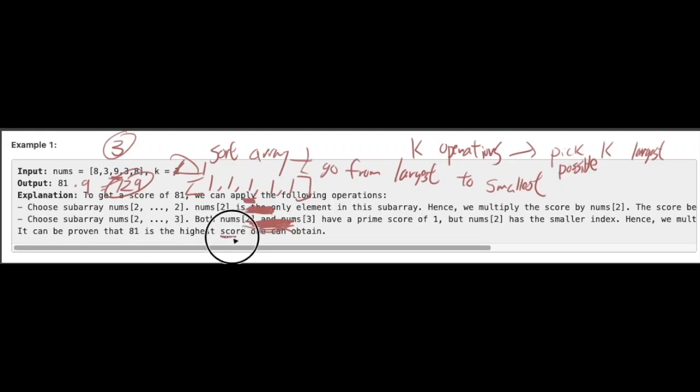By the way, this one is not good, because when they have the same prime score, I will choose the left one. So here, if I pick this particular subarray, then I will just end up choosing 3. So that's why it's not good.